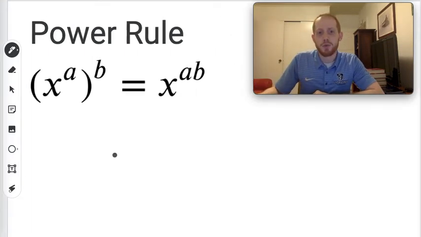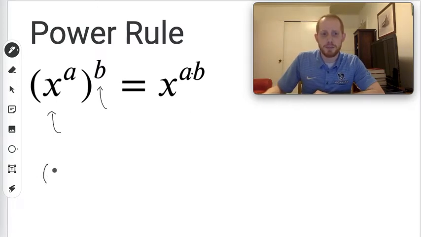Next is the power rule. Notice that I have x to the a power on the inside of the parentheses, but I also have an exponent on the outside. So if I have two exponents, I have an exponent raised to an exponent, then I'm going to multiply the two exponents together like this. To give you a quick example, if I had x cubed and I squared everything, now I have those two exponents, I multiply them. So 3 times 2 is going to give me 6.